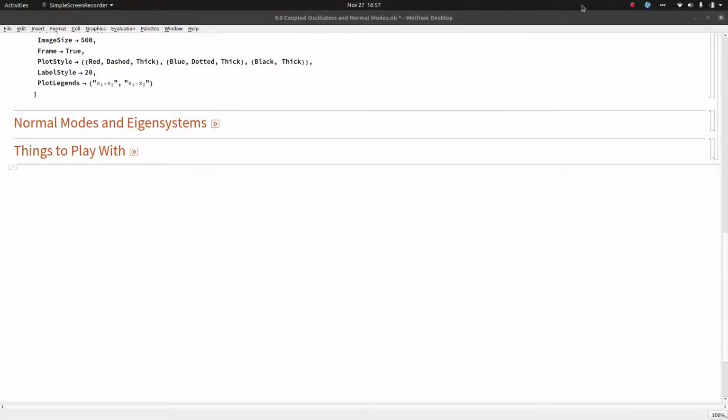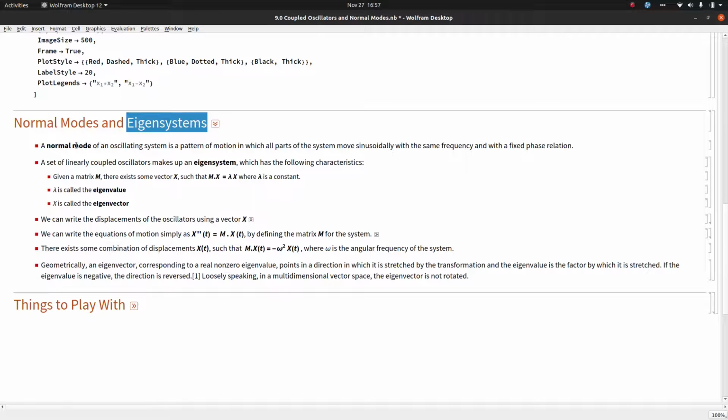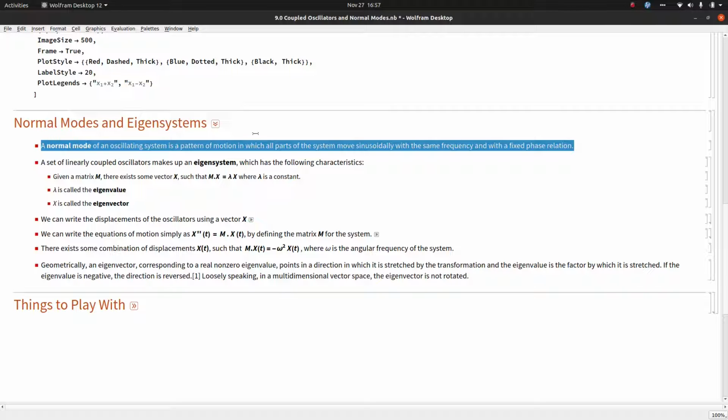So, how do we solve the more complicated system? And what exactly is a normal mode? And what does it mean for our coupled oscillators? And what the heck do I mean by an eigensystem? Well, to start, a normal mode of an oscillating system is a pattern in which all parts of the system move sinusoidally with the same frequency and with a fixed phase relation.